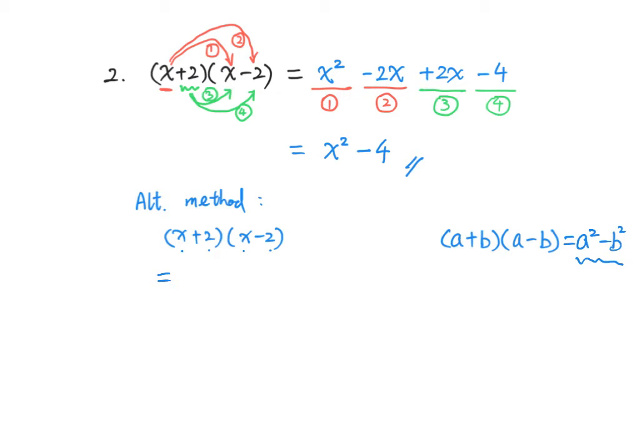So a is x, b is 2. So we have a squared minus b squared. A is x, so we write down x. B is 2, so we write down 2. So we get x squared minus 2 squared, which gives us x squared minus 4. Okay, so same answer with this one. They're the same answer. Okay, that's it.